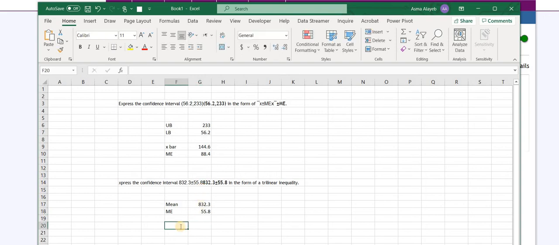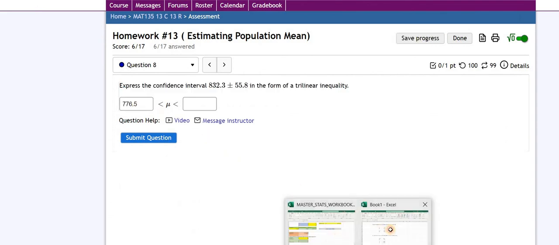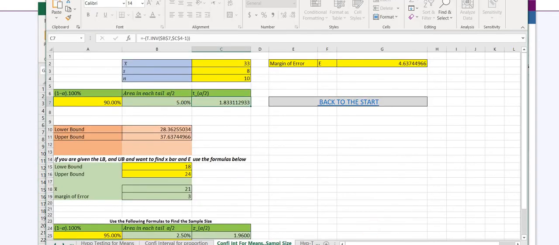Okay, now to find the upper bound, we add these together. So I'm just going to say the first number plus the second number, and that is the upper bound. The lower bound is when we subtract them, so the mean minus the margin of error will give me the lower bound. I will begin with the lower bound. I will copy it, and I will head here and paste it in the first box, and then I will go to the upper bound. It's right here. I'm going to copy it, and I will paste it in the next box.